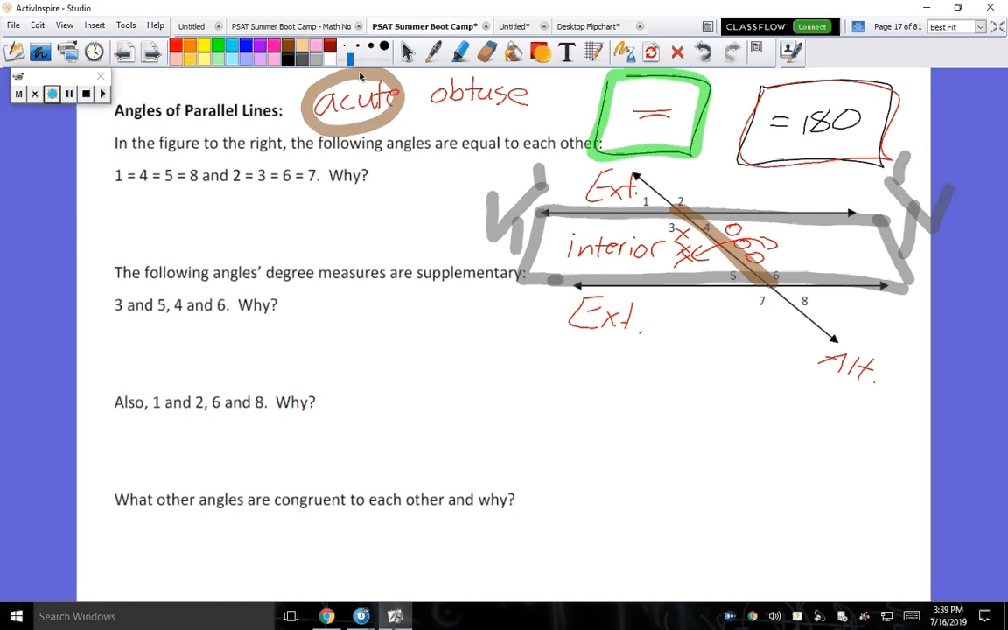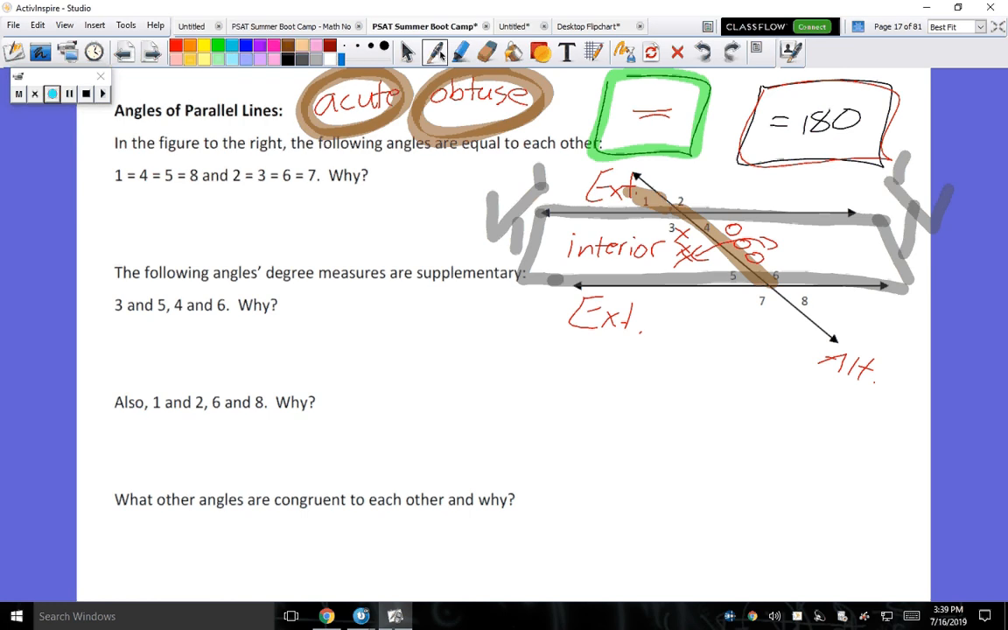And here's your shortcut. If you have two acute angles, let's say 1 and 8, which one of these two are they? They're equal. How about if you had two obtuse angles? Which one of these two are they? Still equal. But if you have an obtuse and you have an acute, they're going to add to be 180, which is supplementary.